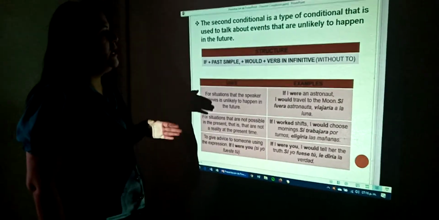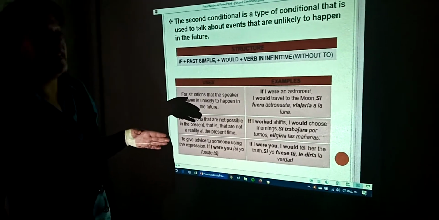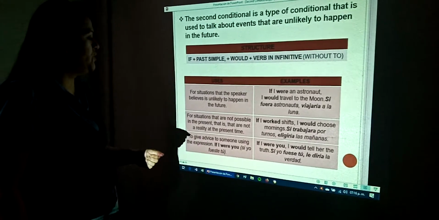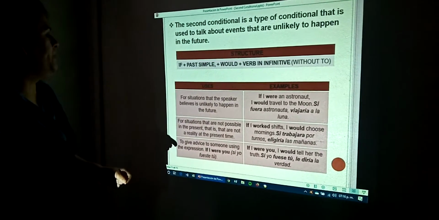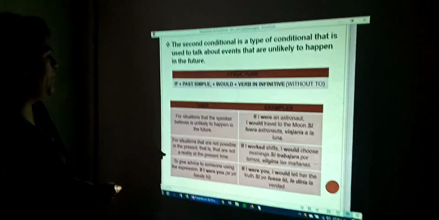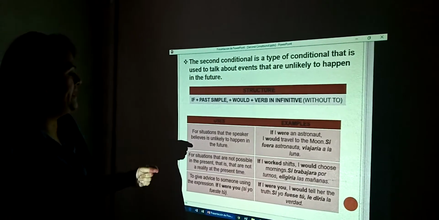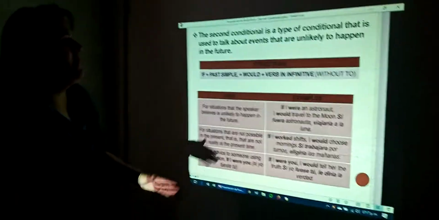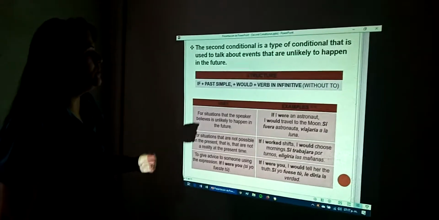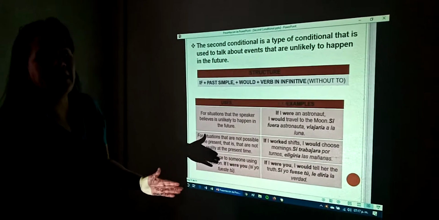Look at the example. If I were an astronaut, I would travel to the moon. Spanish: Si fuera astronauta, viajaría a la luna. Next, for situations that are not possible in the present, that is, that are not real in the present time. What is the example? If I worked in shifts, I would choose mornings. Spanish: Si trabajara por turnos, elegiría las mañanas.